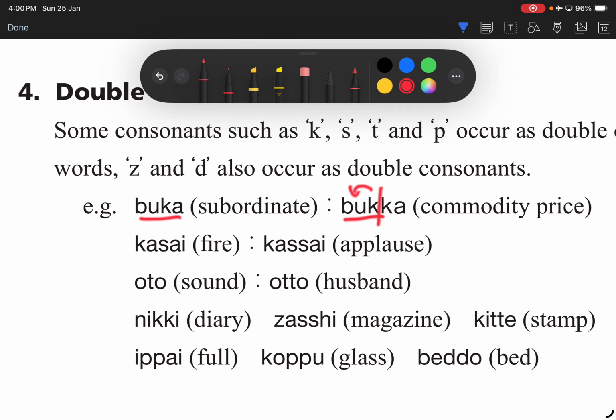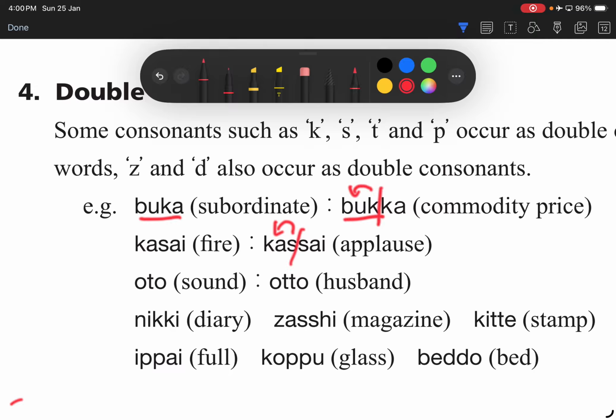I will take a short pause in between the two Ks, right? Buka. Of course, for fire, kasai, versus kasai. Can you hear the difference? For the double S one, one of the S will go in front, following the ka. So instead of saying kasai, we say kasai. You can hear the double S sound. Really got two S kind of sound.